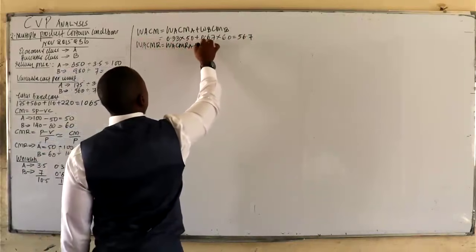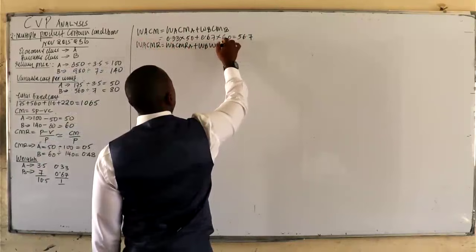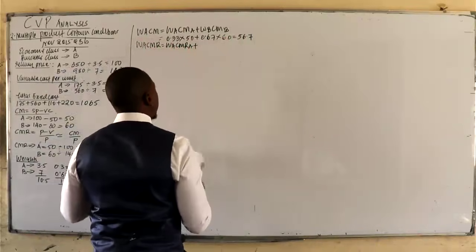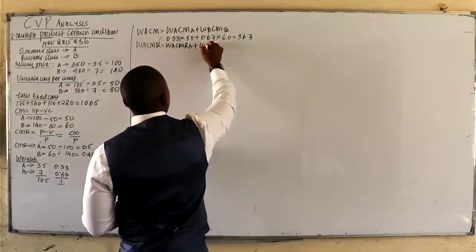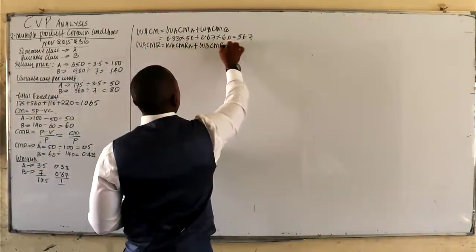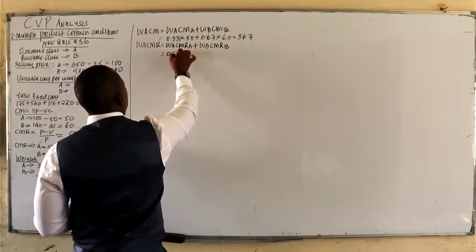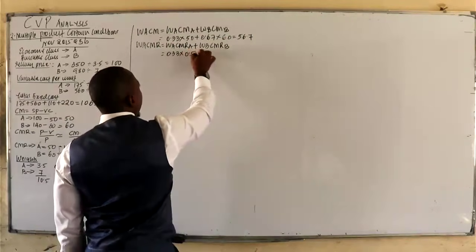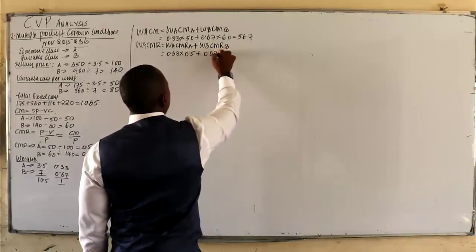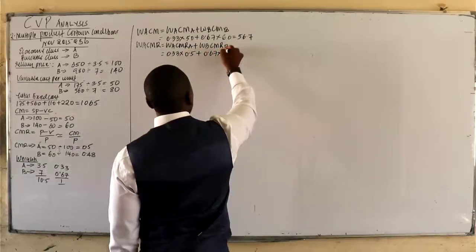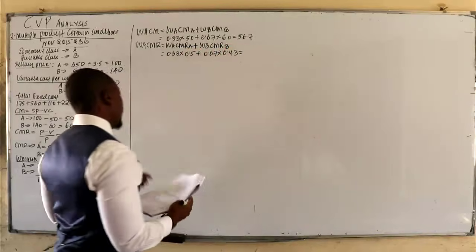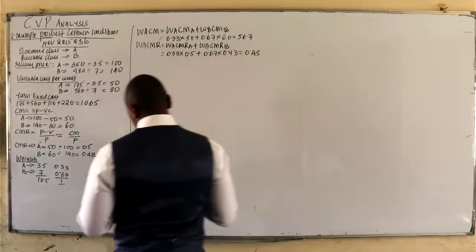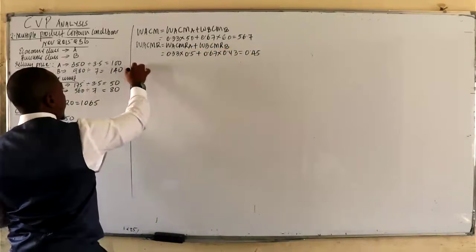Now the weighted average contribution margin ratio: weight of A times contribution margin ratio of A, plus weight of B times contribution margin ratio of B. Weight of A is 0.33. Contribution margin ratio for A is 0.5. Weight of B is 0.67. Ratio for B is 0.43. So what do you get? 0.45.